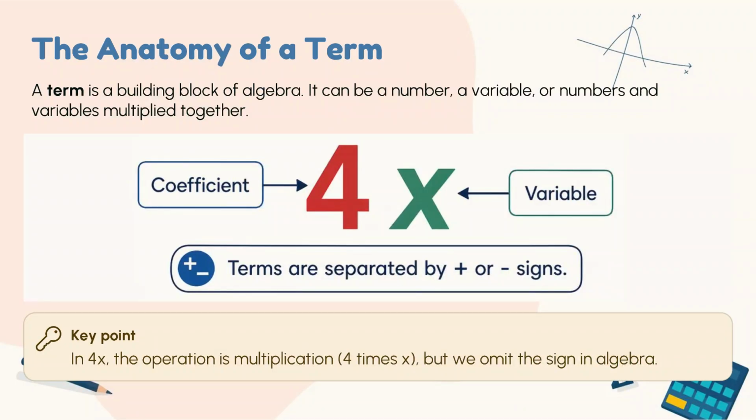A term is one building block of algebra. A term can be a number by itself, like 7. It can be a variable by itself, like x. Or it can be a number and variable multiplied together, like 4x. In 4x, we mean 4 times x. But in algebra, we usually leave out the multiplication sign. Instead of writing 4 times x, we simply write 4x. This is one of the first important algebra rules. When a number is next to a letter, it means multiplication.